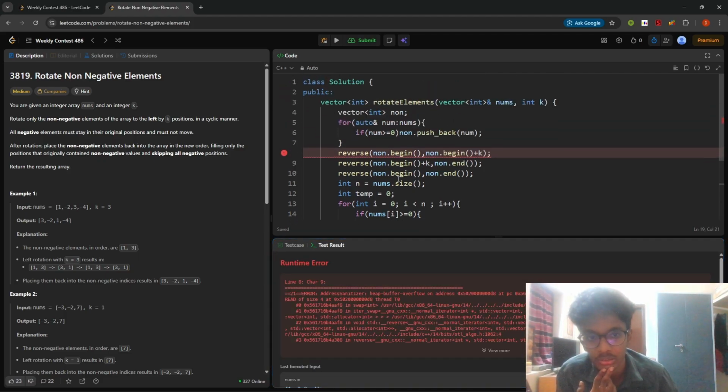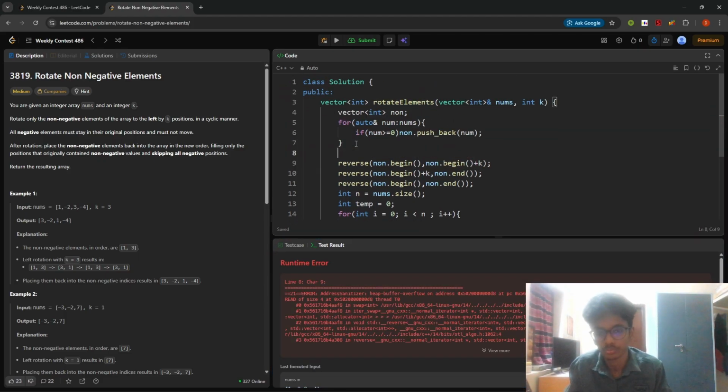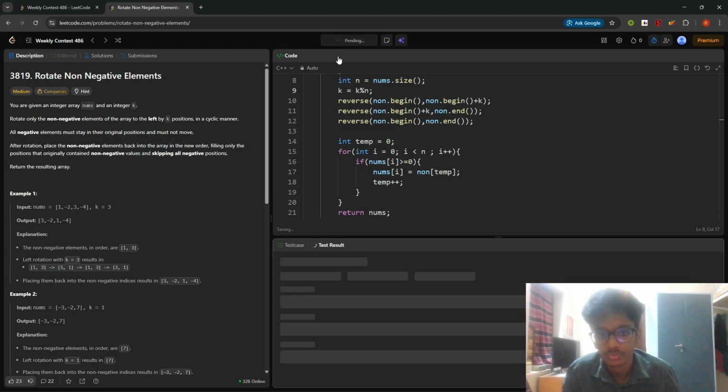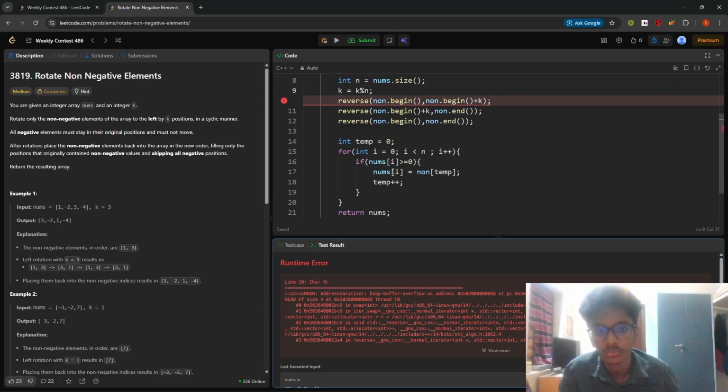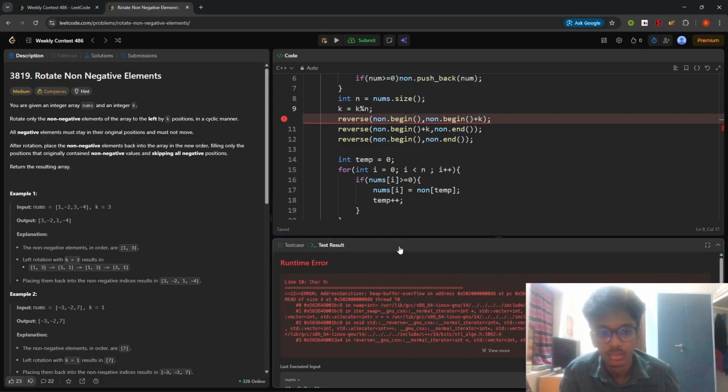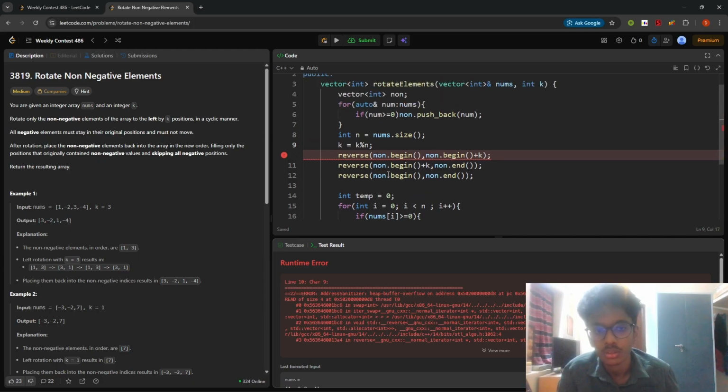Where does it give a runtime error? Okay, so k equal to k modulo n. Let's take it this way. Still gives us some sort of trouble. I'm reversing non dot begin to non dot begin plus k. Isn't that fine? Isn't that fine?